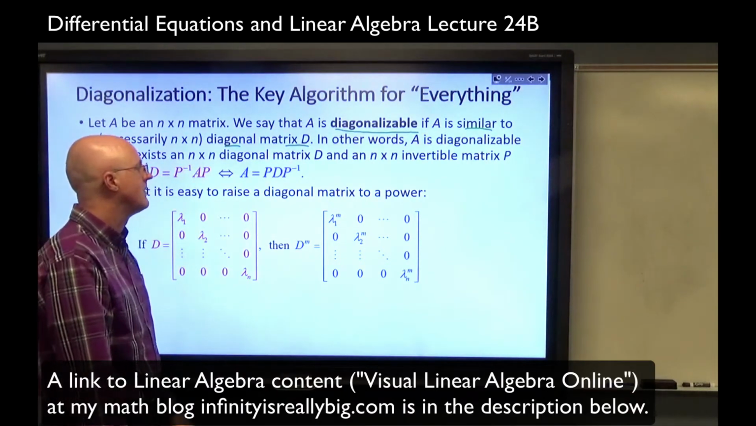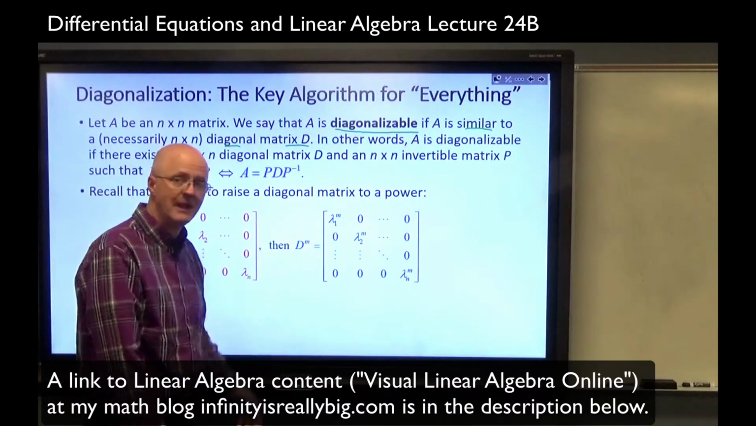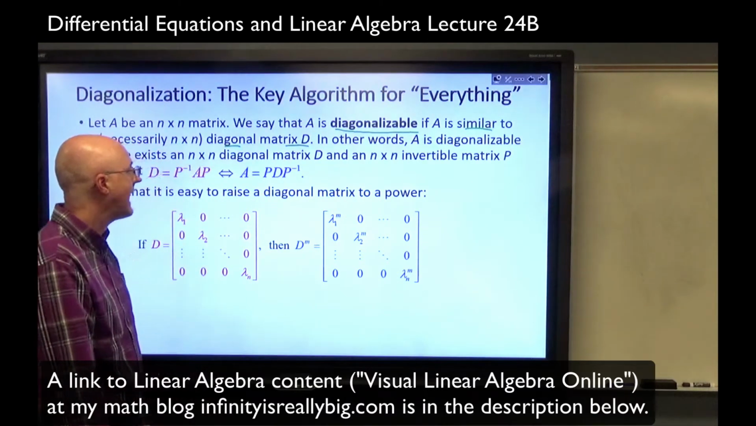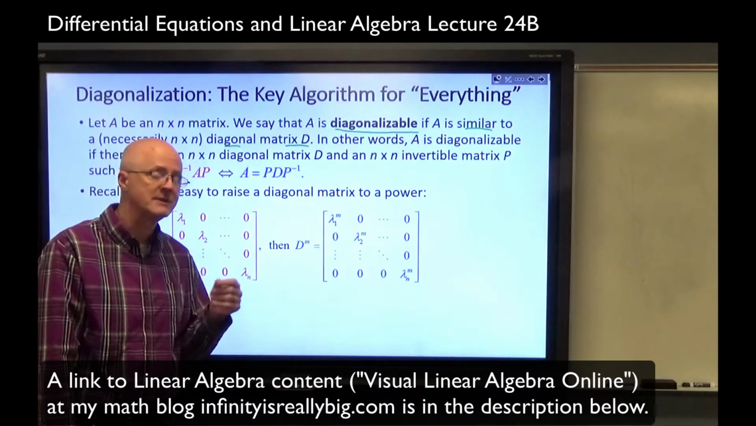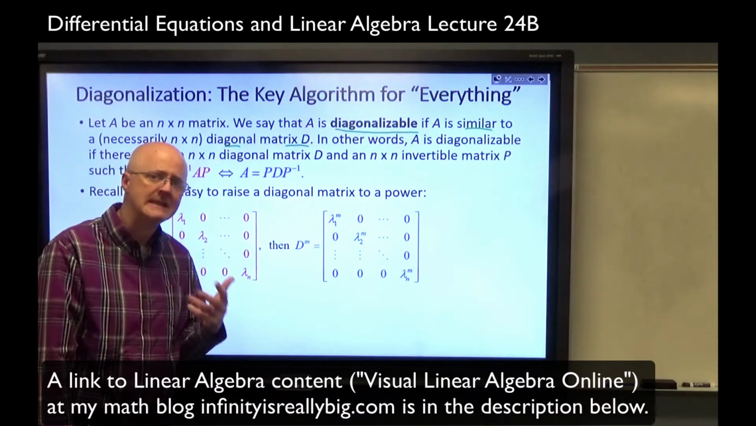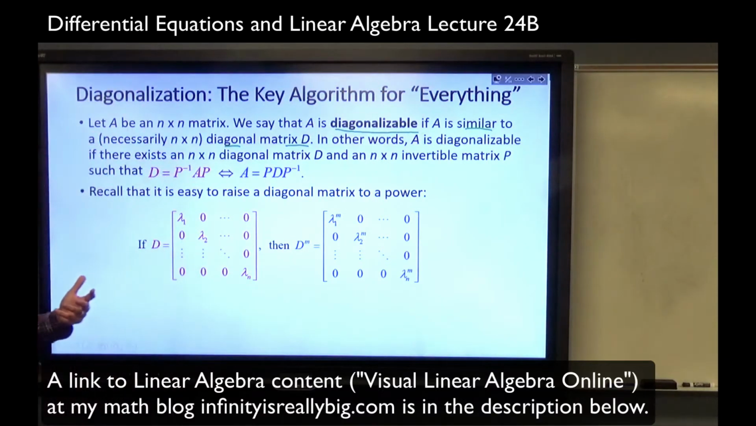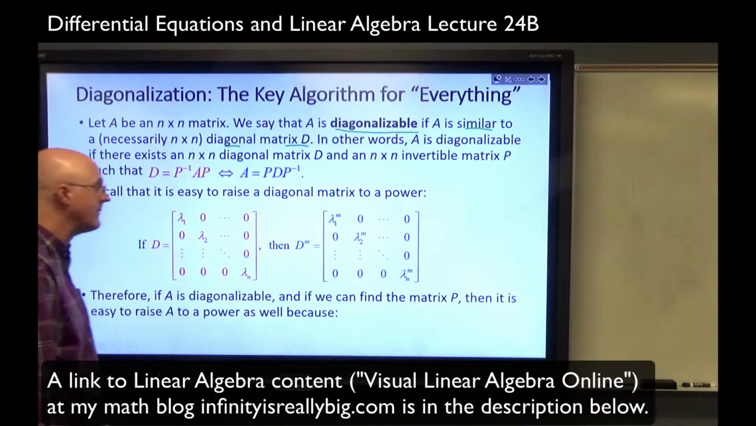When the matrix is not a diagonal matrix, this is a much harder calculation to do. Diagonal matrices are special for both differential systems, equation systems, and systems of difference equations. It corresponds to completely decoupled systems, as we've seen before, and those are easy to deal with. Therefore, if A is diagonalizable, and if we can find the matrix P, then it is easy to raise A to a power as well. Why? That's not obvious at first glance.